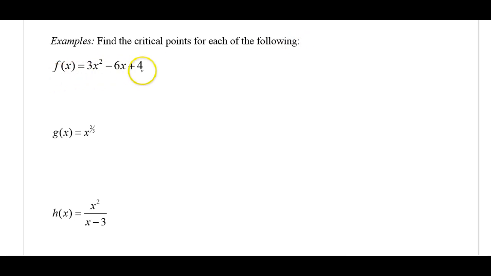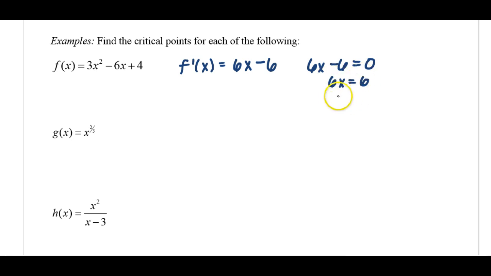So here's my original function f of x. To find the critical points, we find the derivative. So f prime of x, using the power rule, we're going to get 6x minus 6. We want to find where this derivative is 0 or undefined. Since this is not a rational function, there's no denominator, I'm really just going to take this derivative, set it equal to 0 and solve for x. If I add the 6 to the other side, and then divide by 6, I'm going to get this x value of 1.